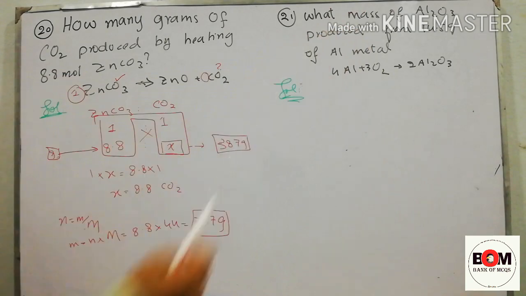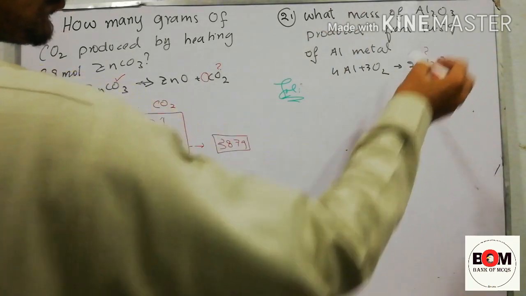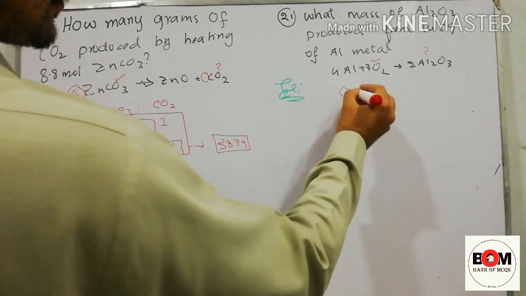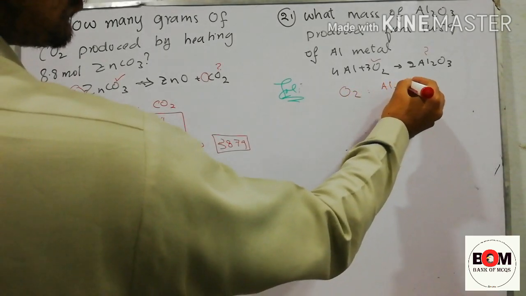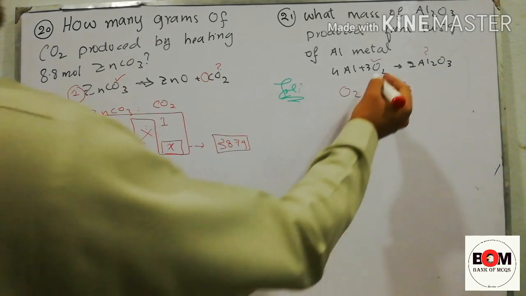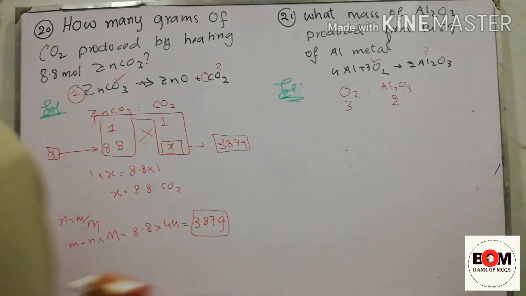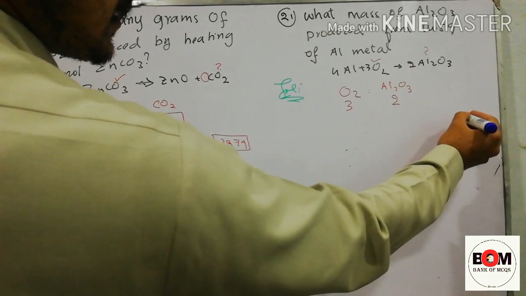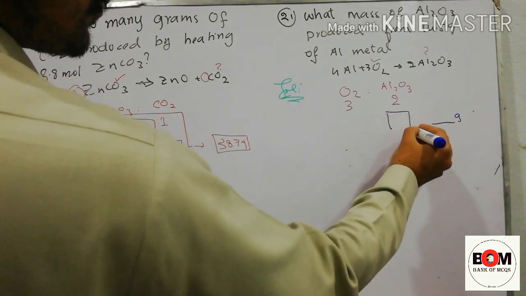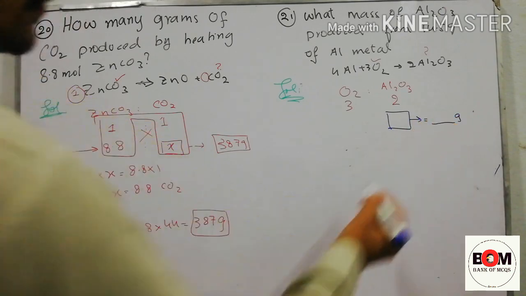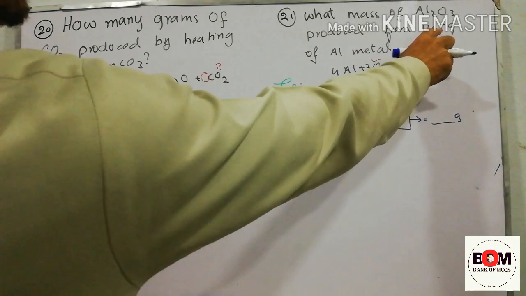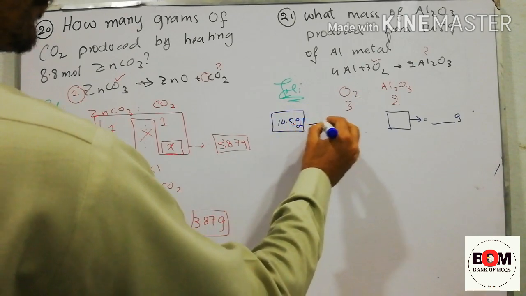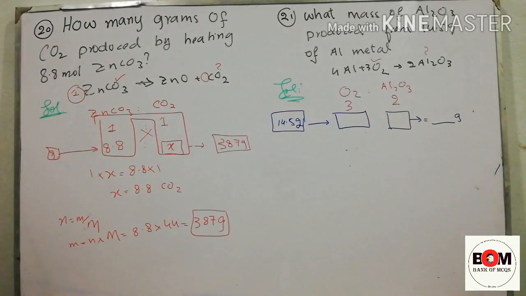The next one is 21. What mass of Al2O3 is produced? How much Al2O3 is produced when 14.5 gram of oxygen reacts? So the selection is the ratio of oxygen versus Al2O3. From the equation, 3 moles of oxygen when reacting form 2 moles of Al2O3. Now they ask for the mass of Al2O3. So as they ask for mass, we will find the moles and convert into mass. Next, they have given 14.5 gram of oxygen, so we will convert 14.5 gram into moles.